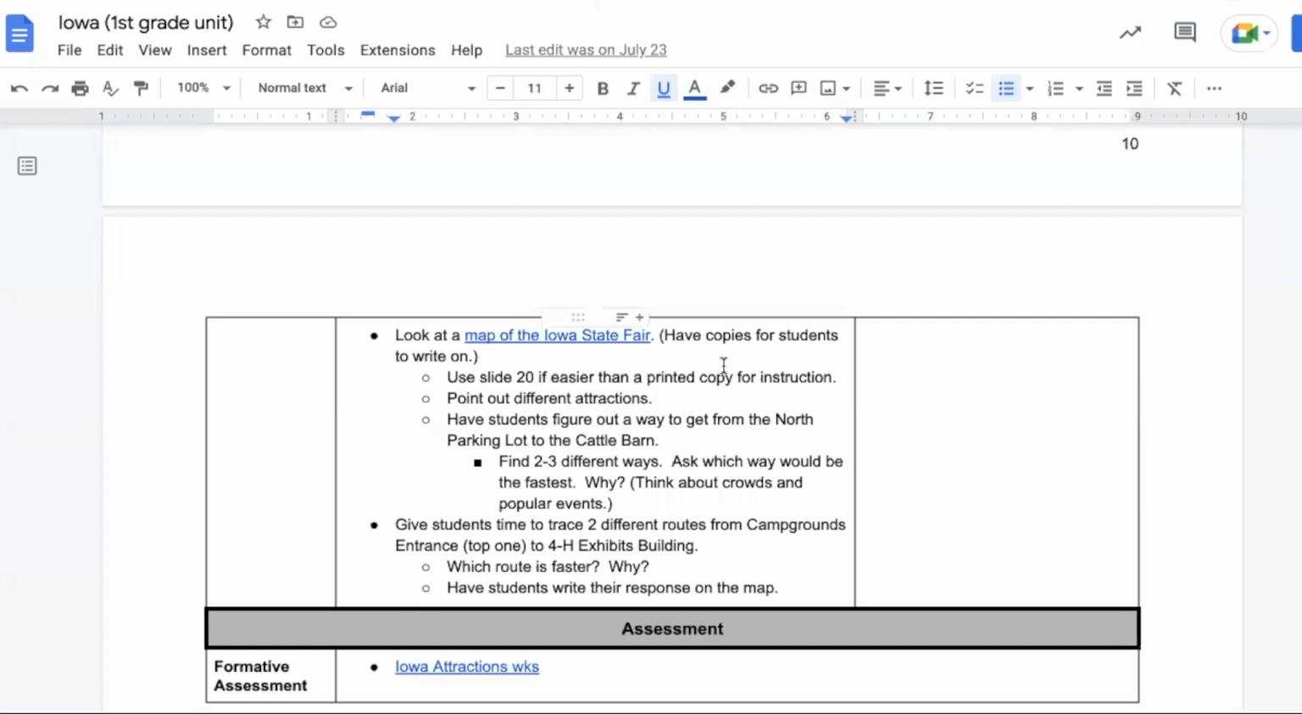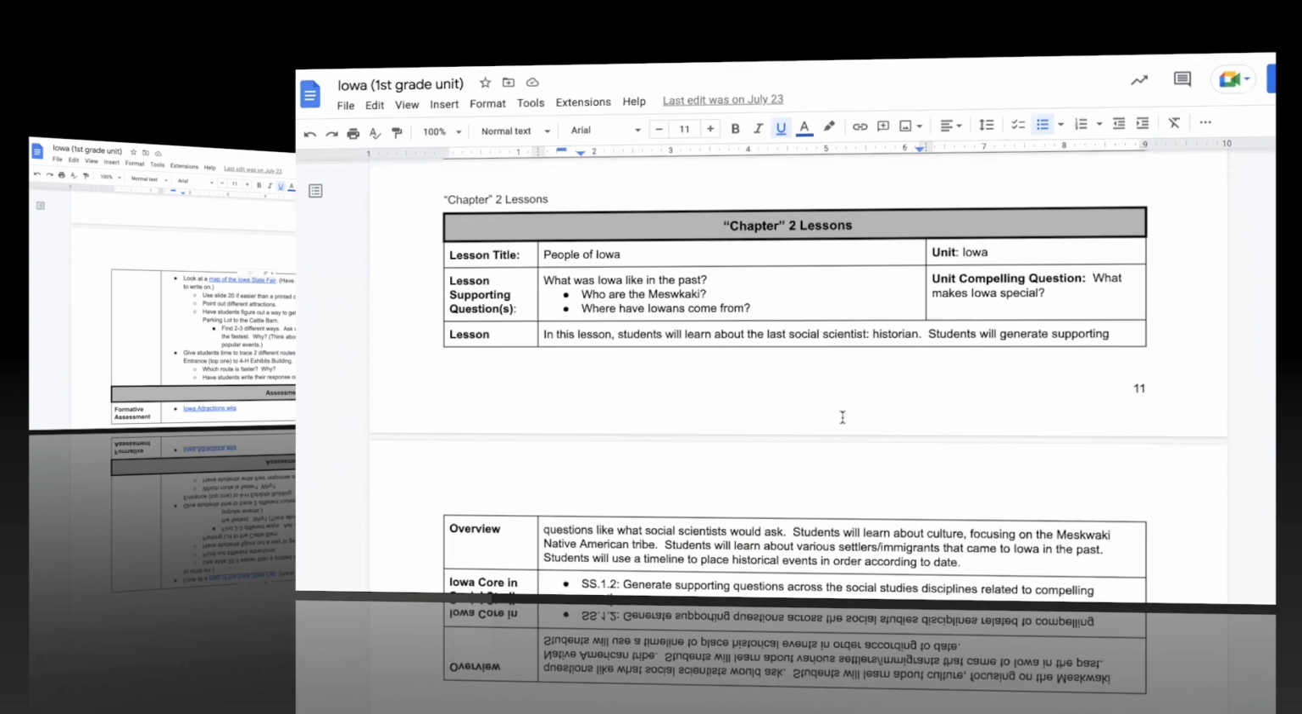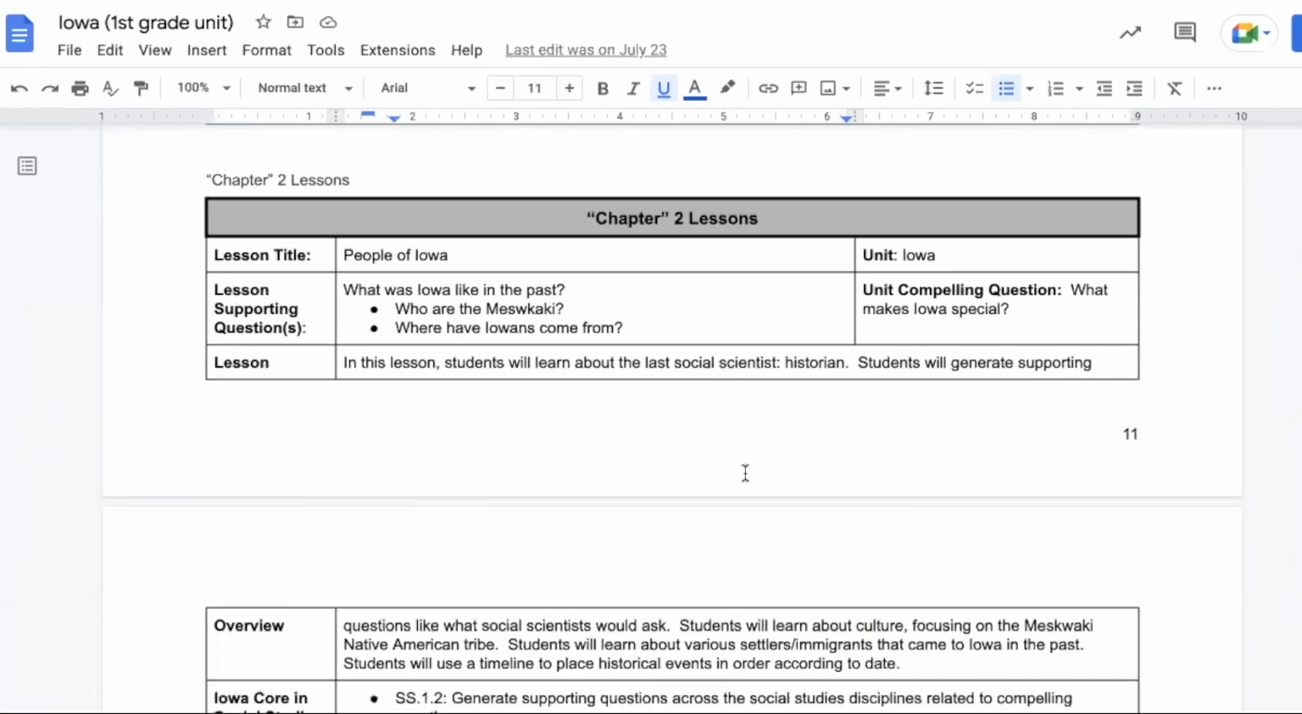In the lesson plan, there's suggestions for a couple activities for students to practice finding different routes from one building to another. Give students time to trace a couple of different routes to figure out which one looks faster and to figure out why. Chapter 2, we learn about the people of Iowa. In particular, we're going to take a look at the Meskwaki people, as well as some of the different settlers and immigrants who came to Iowa in the past.